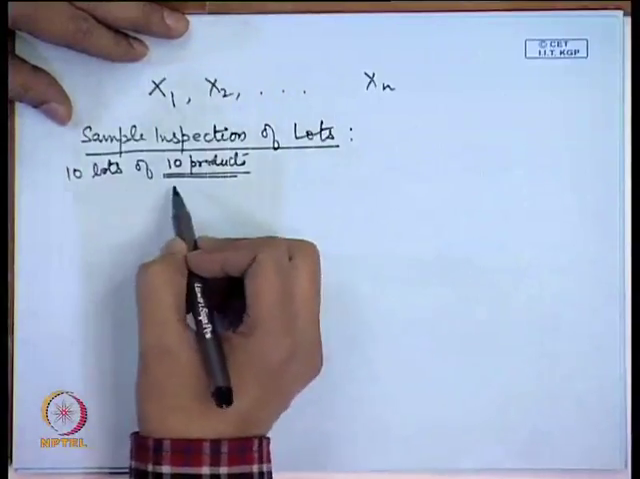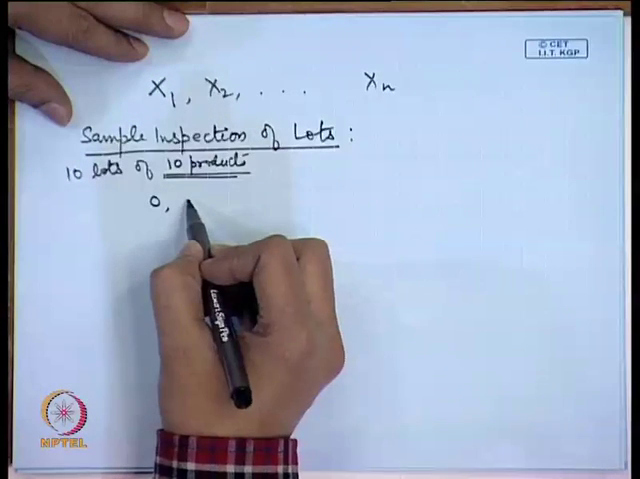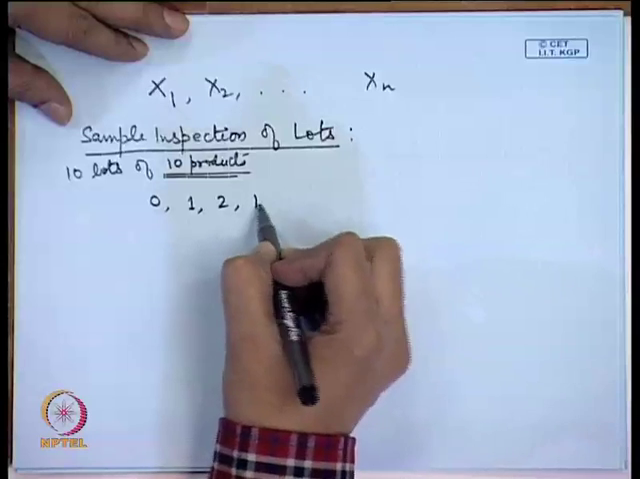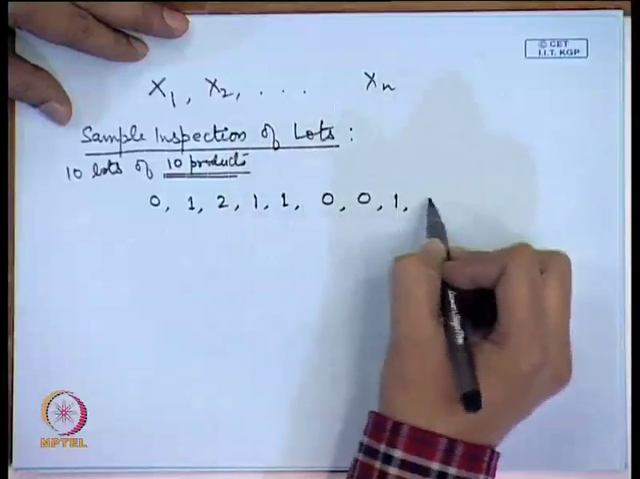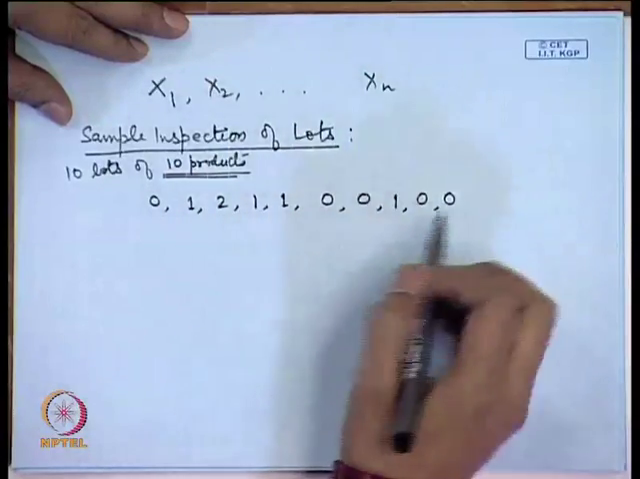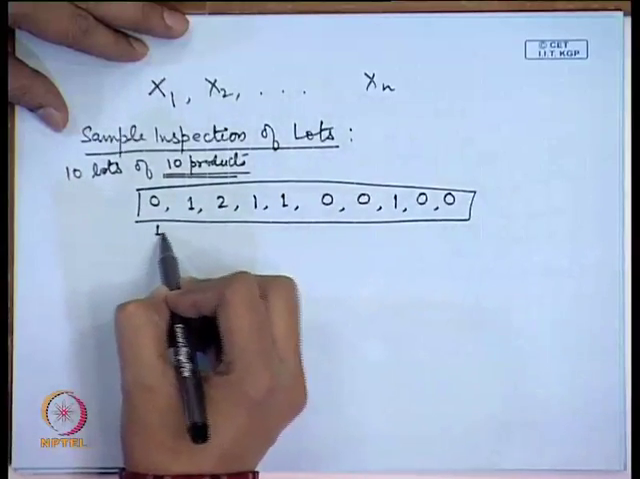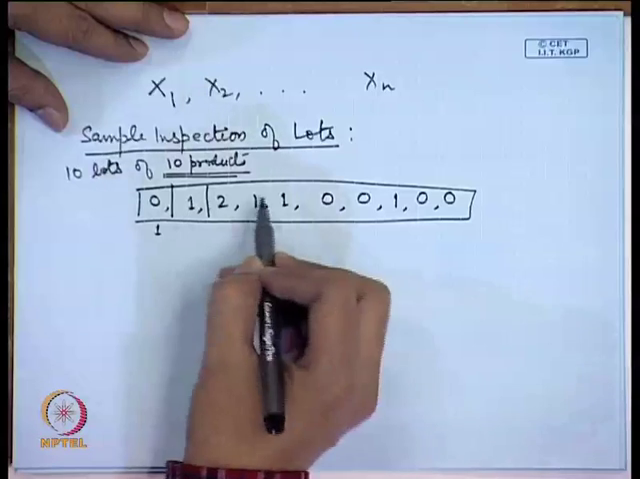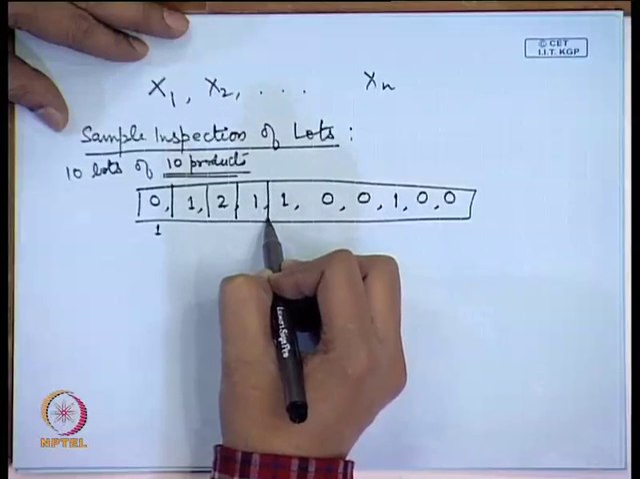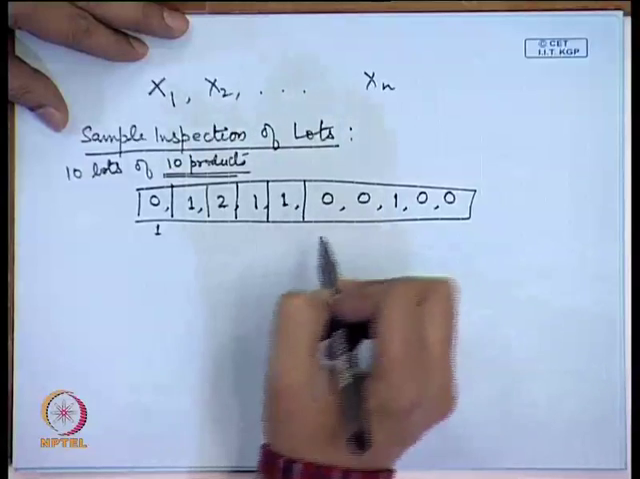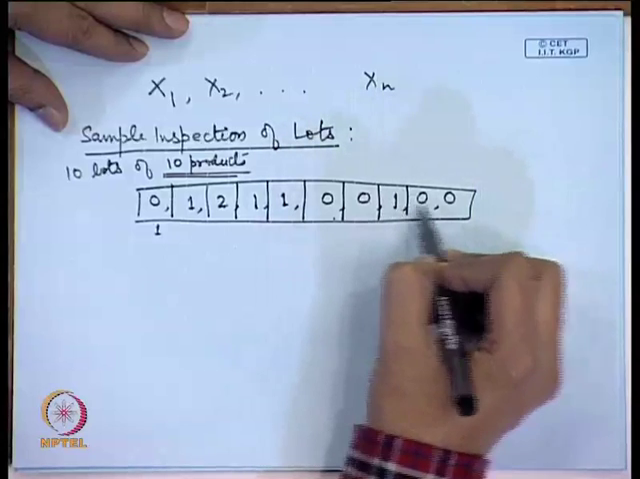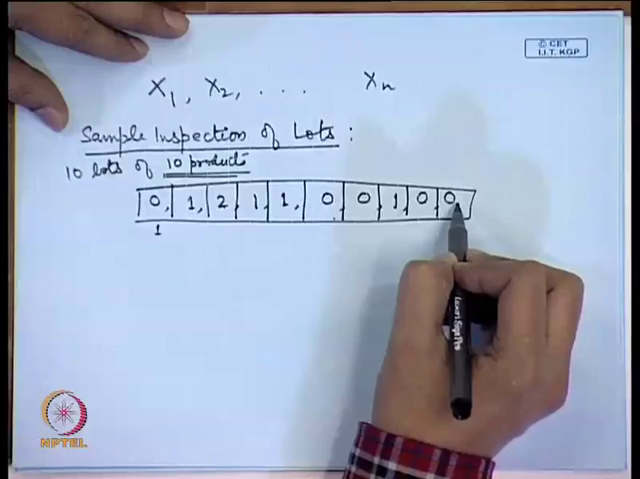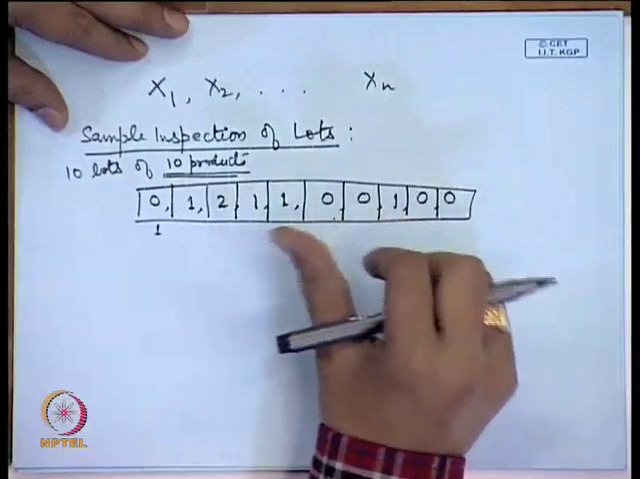Now, the data could be in the form of say 0, 1, 2, 1, 1, 0, 0, 1, 0, 0. So these are the 10 values. That means lot number 1 had no defective, lot number 2 had 1 defective, lot number 3 had 2 defective, lot number 4 had 1 defective, lot number 5 had 1 defective, lot numbers 6 and 7 had no defective, lot number 8 had 1 defective, lot numbers 9 and 10 had again no defective bolts, according to the criteria that has been fixed by the quality control manager for that particular product.